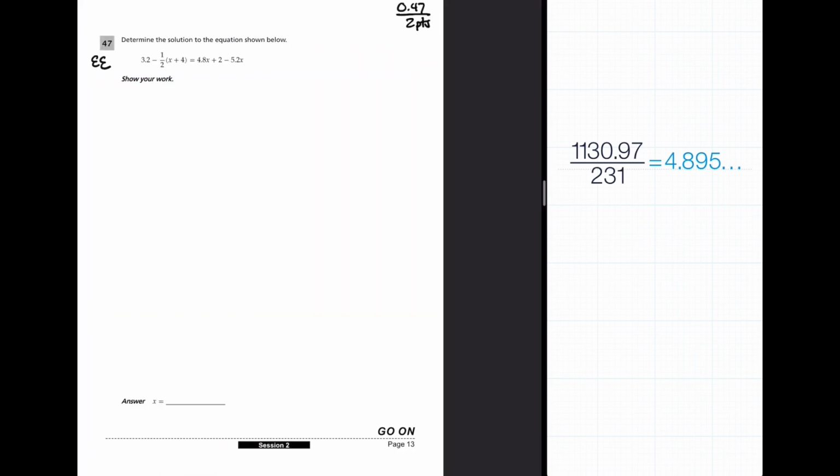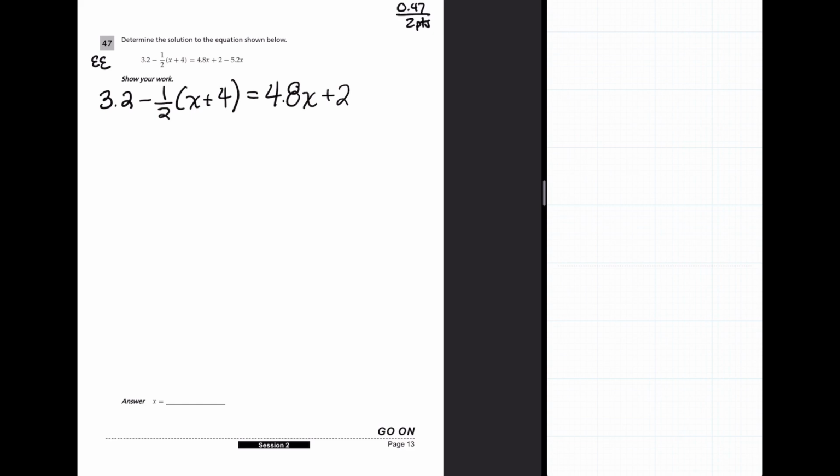2 more problems to go. Now we want to determine the solution to this equation. Let's solve for x. This one's also pretty low, so 0.47 out of 2 points. And notice that I have numbers in fractional form and as decimals. So I'm going to make a decision here and think for myself, which would I rather work with? Decimals or fractions? I'd rather work with all decimals because I have a calculator. It's easier for me. You have choice.